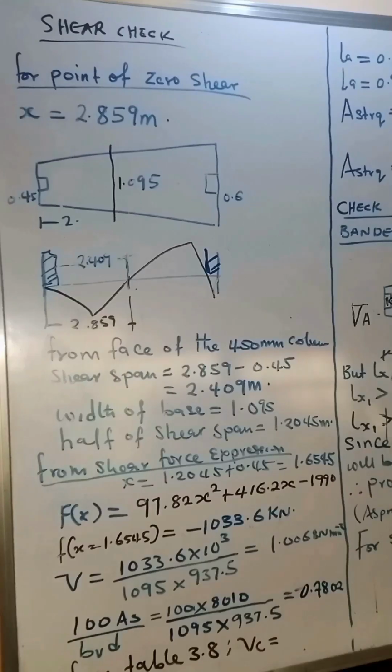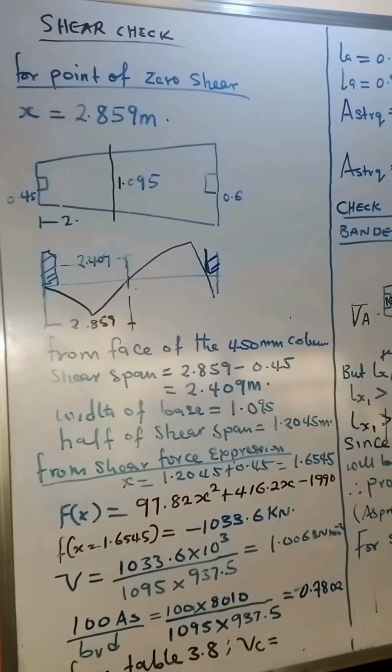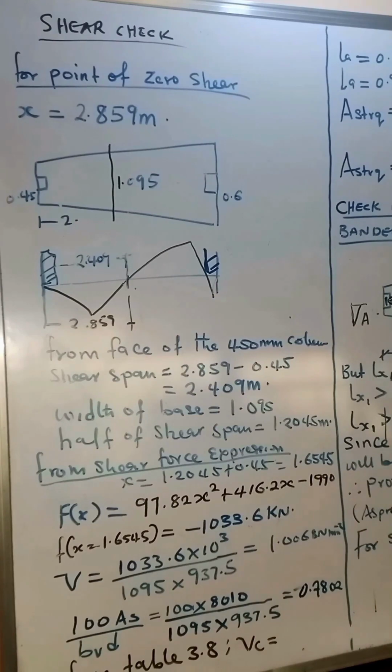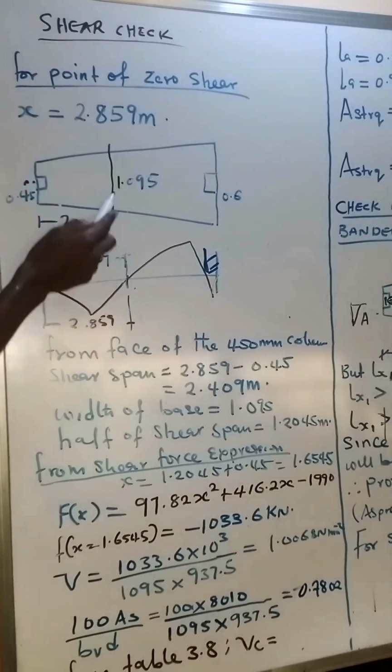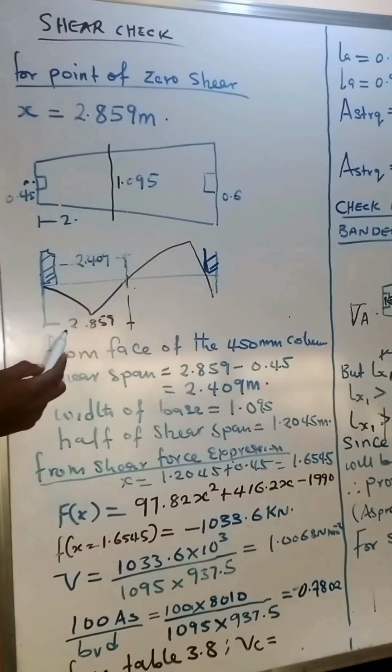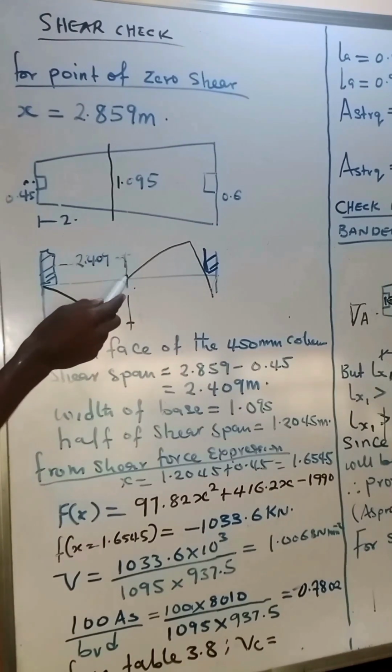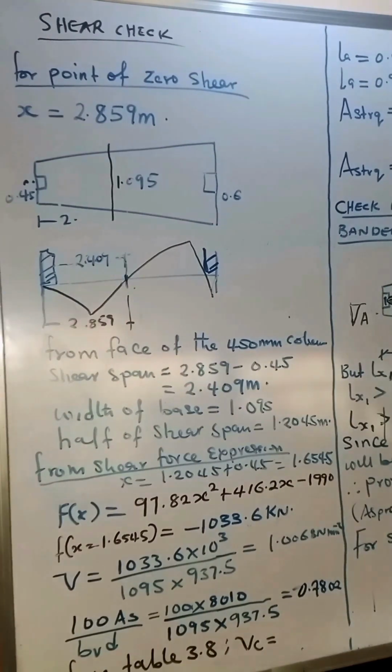All right, so now let's look at calculating the shear capacity of the footing. Now we can see that from the point of zero shear force, from the very end of the footing, that is from this end, to the point of zero shear force, we'll have the value to be 2.859. This is the point of zero shear force. So we are going to calculate the shear force from the face of the column.